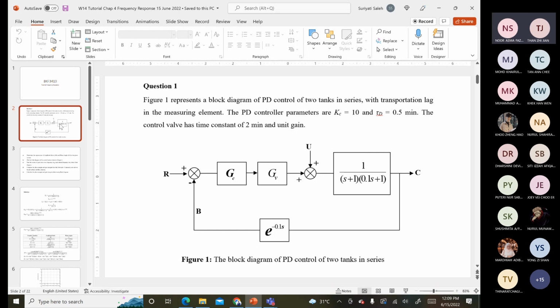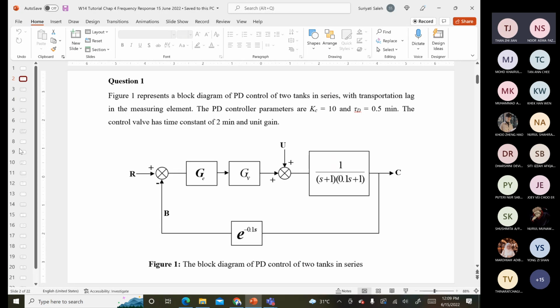All right. So this question is taken from the previous final exam question. So let's take a look at the first question. Okay, in this first question, the figure 1 represents a block diagram of PD control of two tanks in series with transportation lag in the measuring element.